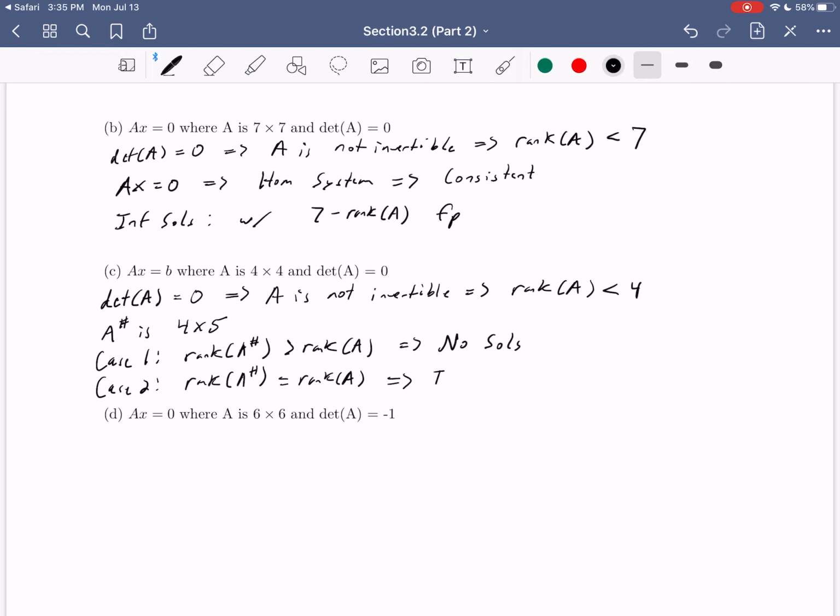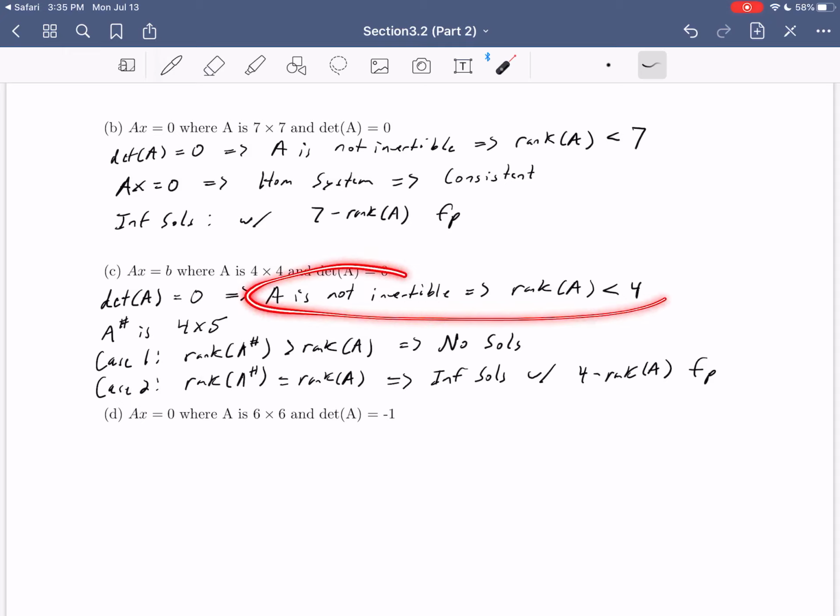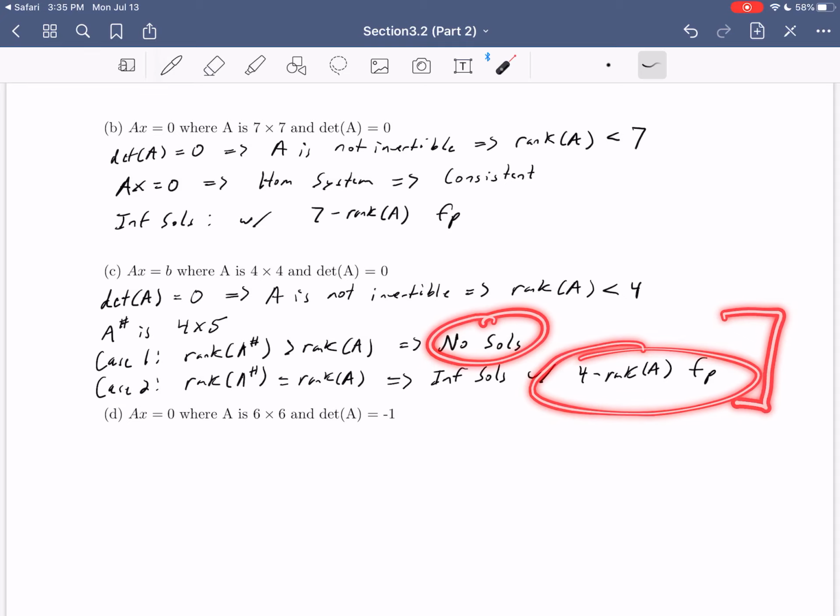So infinite solutions with, well, we had 4 variables originally, so it's going to be with 4 minus the rank of A free parameters. So in this situation, because this is a non-homogeneous system, there is the potential for no solutions. If there are going to be solutions, since it is non-invertible, the rank is less than 4, which guarantees that there will be infinite solutions. So there's only 2 possibilities here, either no solutions or infinite solutions.